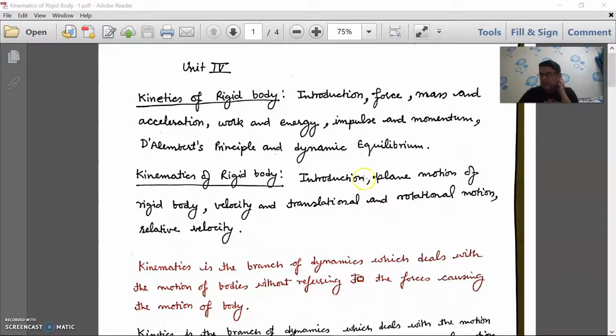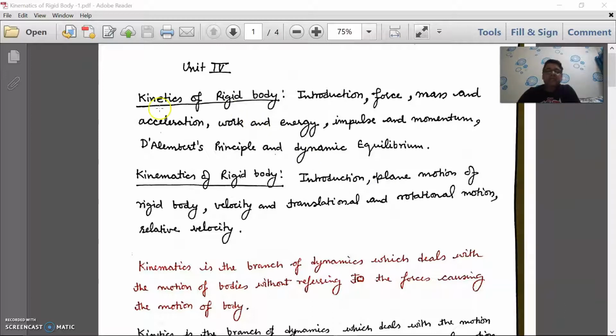One is the introduction about this, then plane motion of rigid body, then velocity and translational and rotational motion and relative velocity. That's all. Now when it is said that it is the plane motion of the rigid body, this plane motion means he is talking about the general plane motion of the rigid body, and we'll discuss what you mean by this general plane motion actually.